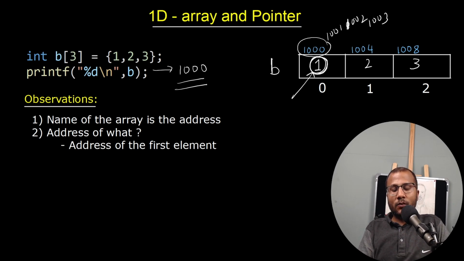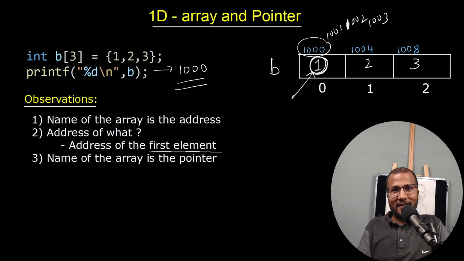So what is the address? Address of what? It is giving the address of the first element. The first element in this case is 1. The starting address of the first element is 1000. Now, the name of the array. So we can say that the name of the array is the address. Now address is nothing but the pointer. So now I can say that the name of the array is the pointer. So here the name of the array B is the pointer.